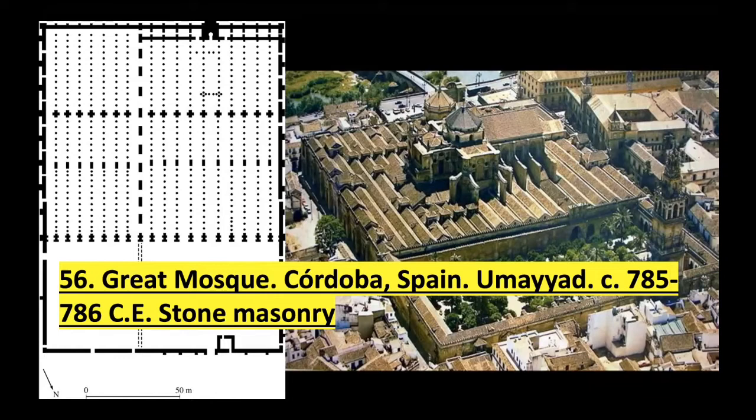All right, so the dynasty is the Umayyad, 785 to 786, wow, only a year, and stone masonry, so it's built out of stones. There's five images that the College Board gives us. So you have two note pages where I spread out your images.